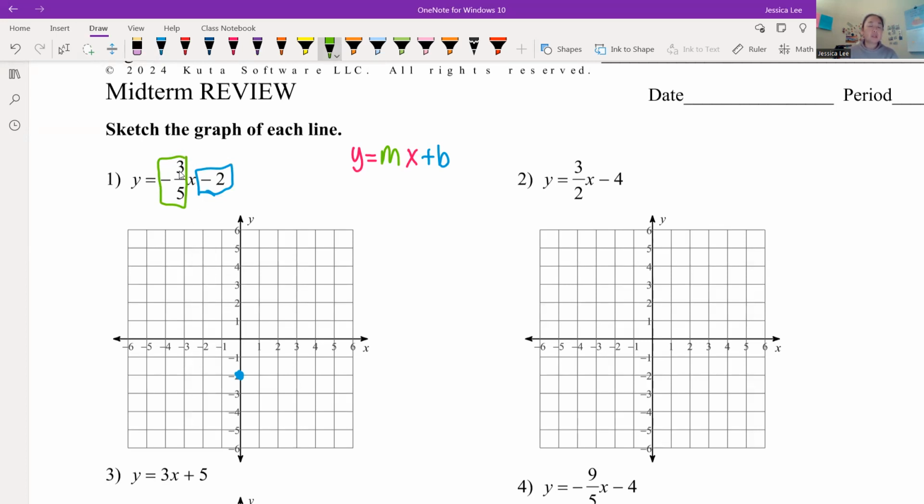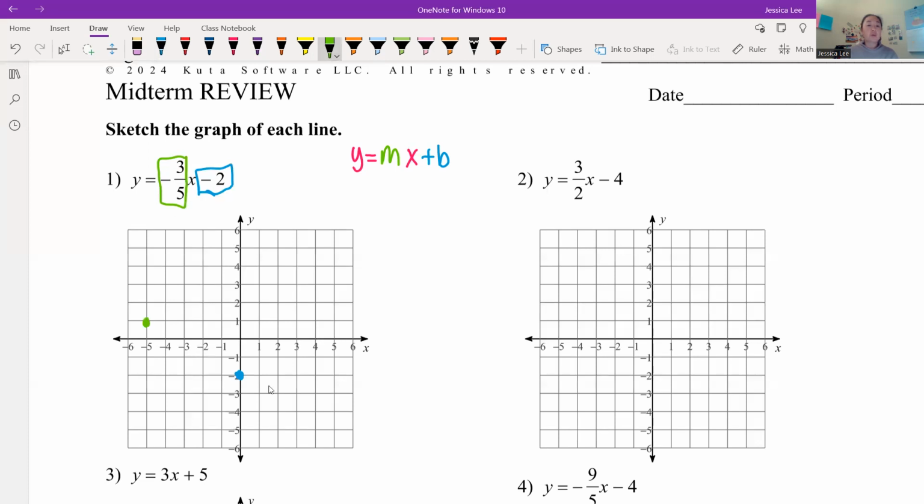So the top number is the up and down part, the rise, and the bottom number is the run. So we're going to go from the point, remember the blue point, the y-intercept. We're going to go up 3, 1, 2, 3, and then we're going to the left. The reason why we go to the left is because we want that to be negative. So negative slope. So we're going to go to the left 5, and there's our point.